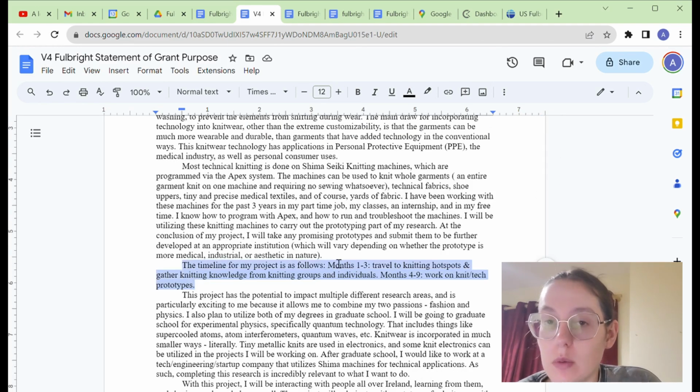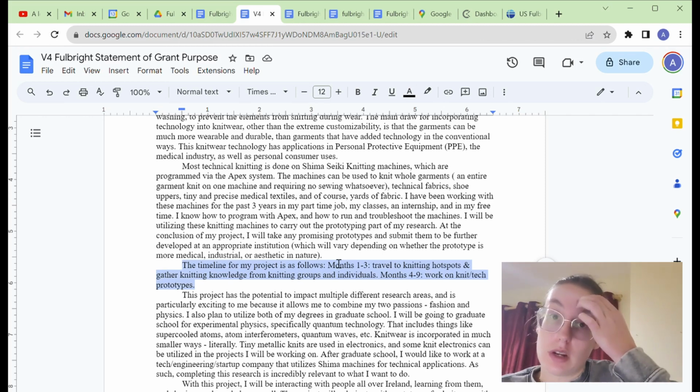You are supposed to include a timeline. I had a very minimal timeline. I was like, first 3 months, travel to knitting hotspots and gather knitting knowledge. Months 4 to 9, work on knit tech prototypes. That's very, very basic, but that's because I was running out of space. You could definitely expand upon that.